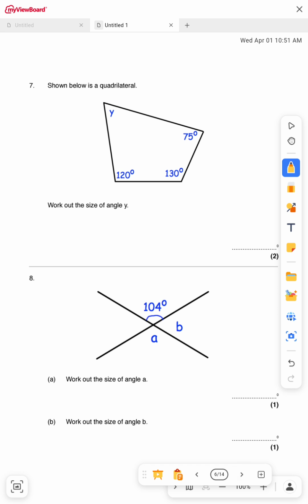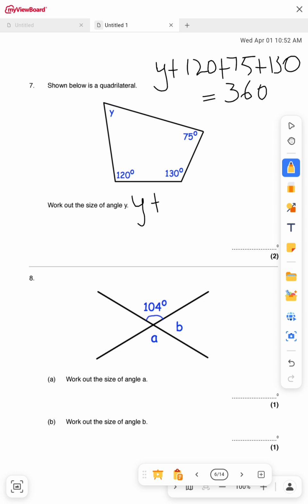Shown below is a quadrilateral. Work out the size of the angle Y. Okay. Now we know that in a quadrilateral, the sum of the angles adds up to 360 degrees. So Y plus 120 plus 130 plus 75 is equal to 360 degrees.